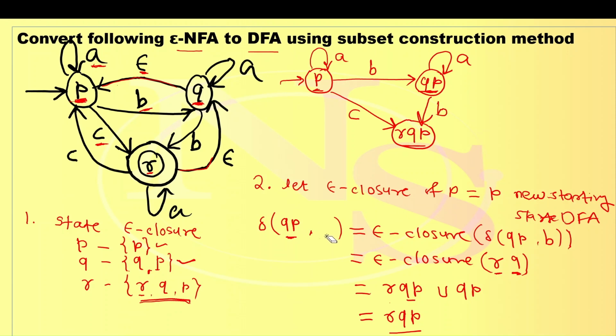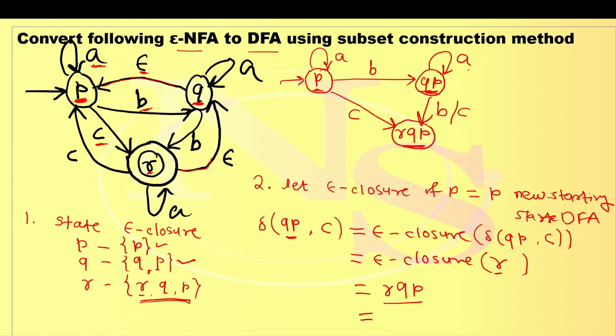Similarly, try to find out for symbol C. Repeat the process. So QP state reading symbol C. Write down here: Q reading C, go to the state Q. Is there any transition for C from Q? No, there is no transition for C. Then P reading C going to where? R. So I am writing here R. Epsilon closure of R is RQP. It means QP reading C going to the state RQP.